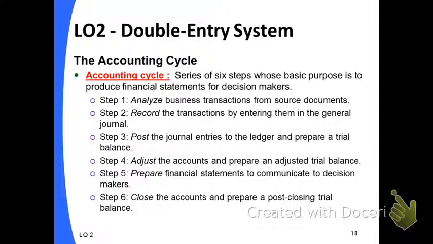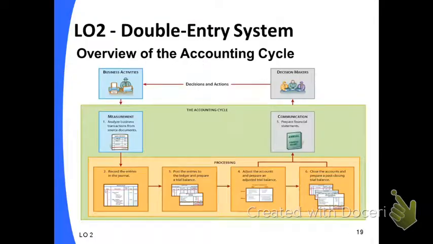And then fourth, we would do the adjustments to the accounts and prepare the adjusted trial balance. Fifth, we would prepare financial statements to communicate the financial position and profitability of the company to decision makers. And then lastly, we close the accounts and prepare a post-closing trial balance. This just provides a basic overview of the accounting cycle. It's a pictorial representation of what I just explained on the previous slide, those 6 steps.